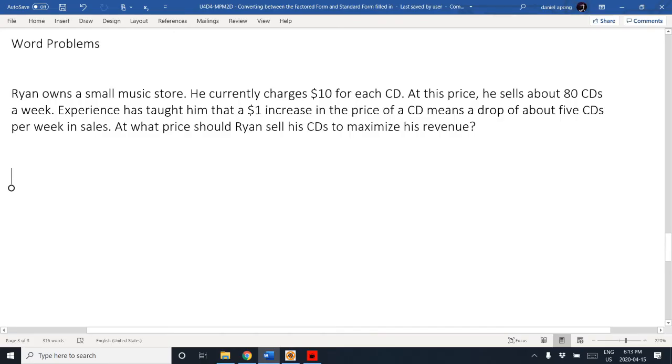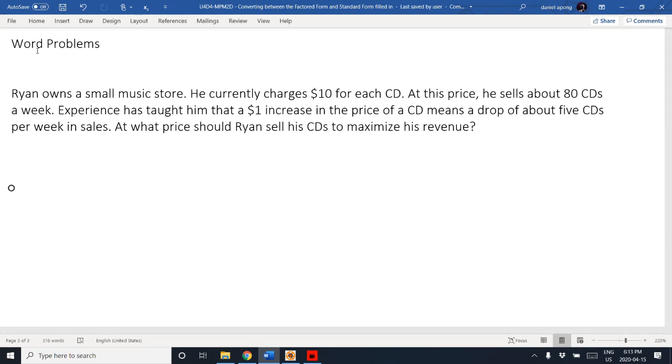Let's try some word problems associated with the factored form of quadratic expression. Ryan owns a small music store. He currently charges $10 for a CD. At this price, he sells about 80 CDs a week. Experience has taught him that a $1 increase in the price of a CD means a drop of about 5 CDs per week in sales. At what price should Ryan sell his CDs to maximize his revenue?